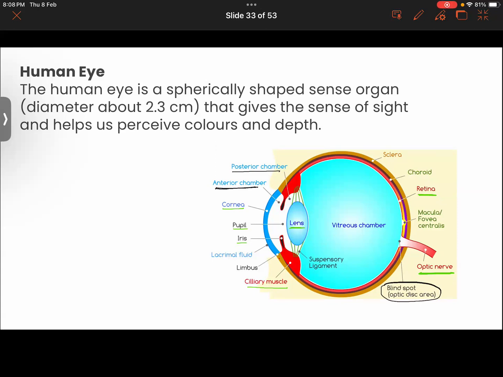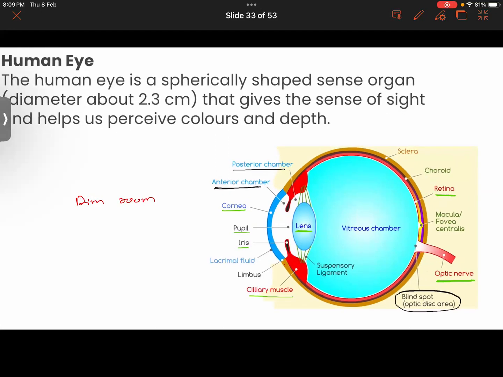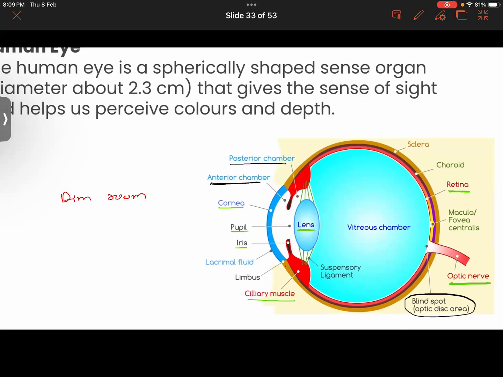So let's understand this thing also. For example, if you are in a dim room, suppose there is no light, what will happen now? The muscles of the iris will contract, thereby allowing more space here, thereby widening the pupil so that more light can enter into the eye and you are able to see things around. If there is too bright light, you can yourself do this also.